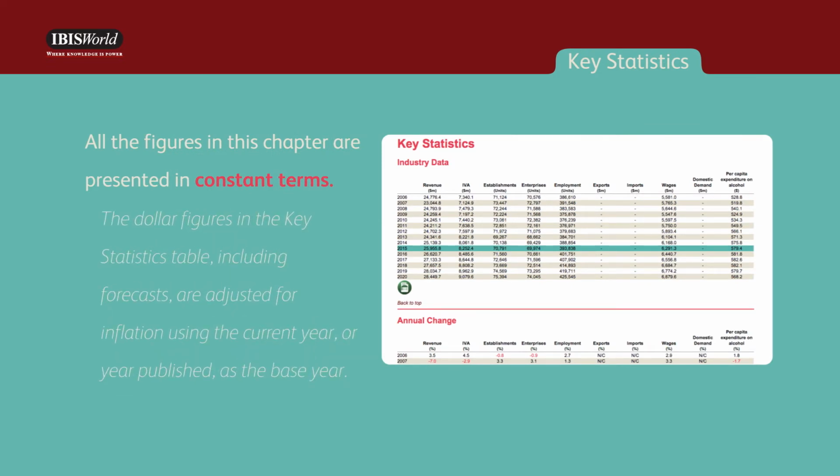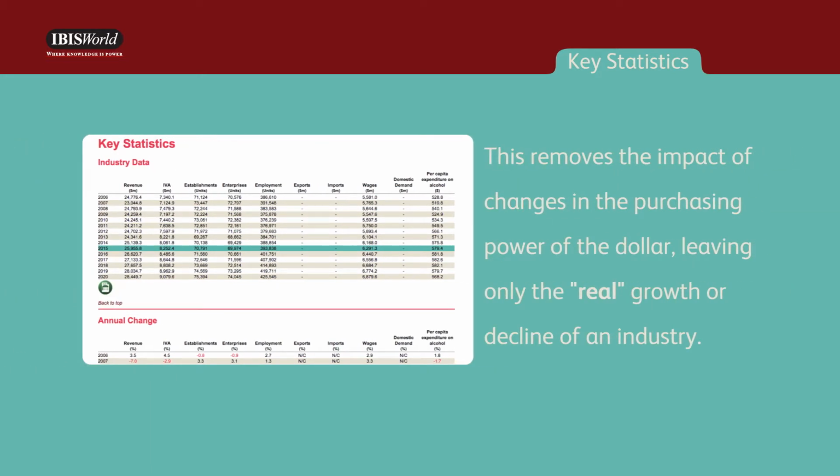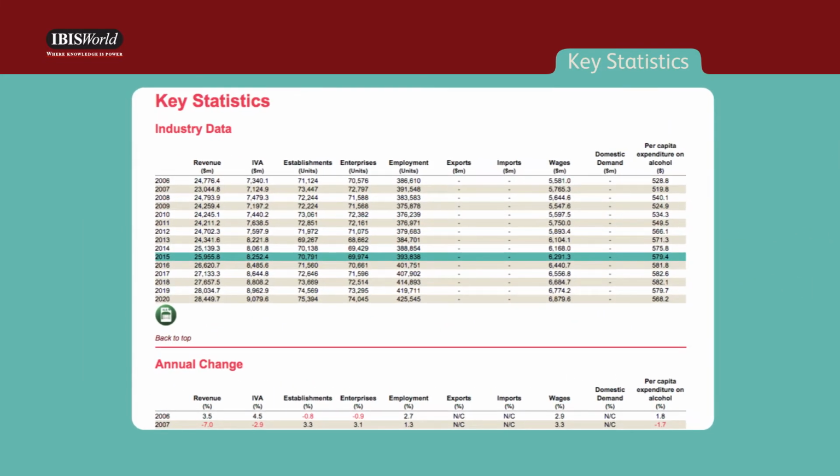All the figures in this chapter are presented in constant terms, meaning the dollar figures in the Key Statistics table, including forecasts, are adjusted for inflation using the current year or year published as the base year. This removes the impact of changes in the purchasing power of the dollar, leaving only the real growth or decline of an industry. The first table you'll see in this chapter displays annual industry statistics, spanning 10 years of historical data and 6-year forecast data.